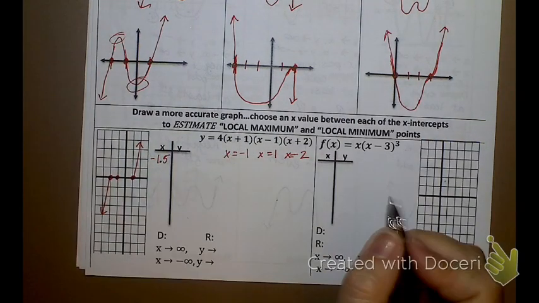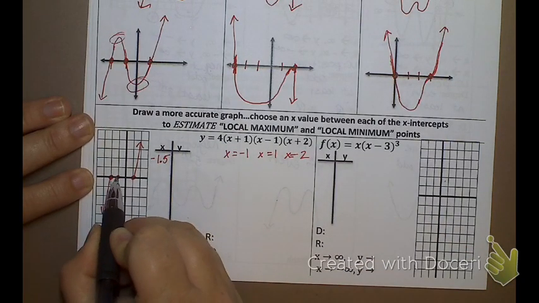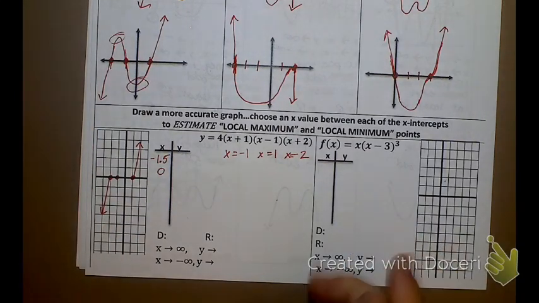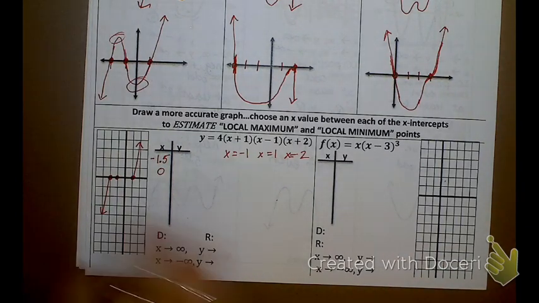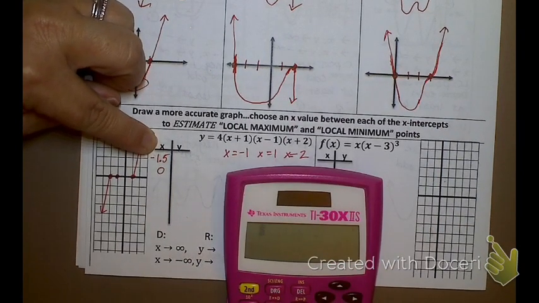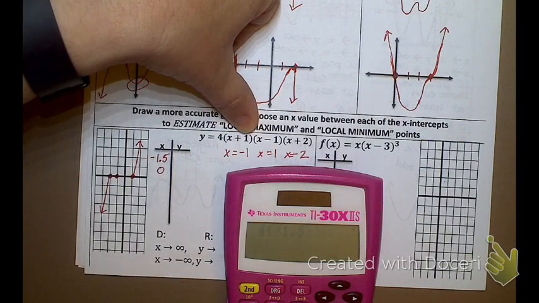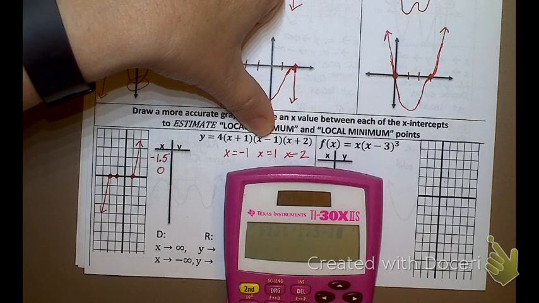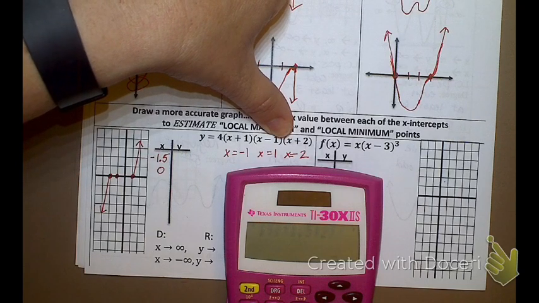-1.5? Yeah? What about between these two zeros? Between -1 and 1? 0. Those are the only two values I really need in my XY chart. I don't need to do a full 5 points or anything like that. I just want to see what's going on between the zeros. So I'm going to take -1.5 and plug it into this equation. 4 times (-1.5 plus 1) times (-1.5 minus 1) times (-1.5 plus 2), and I get 2.5.